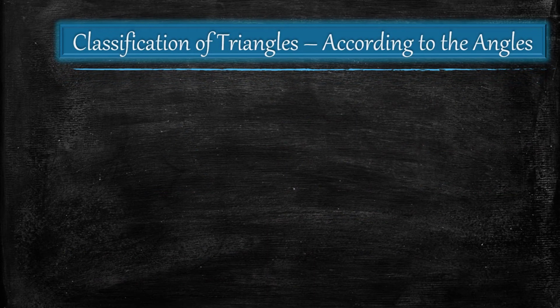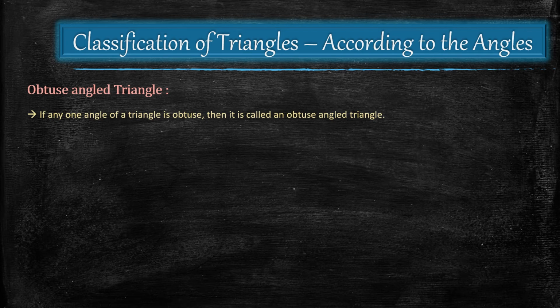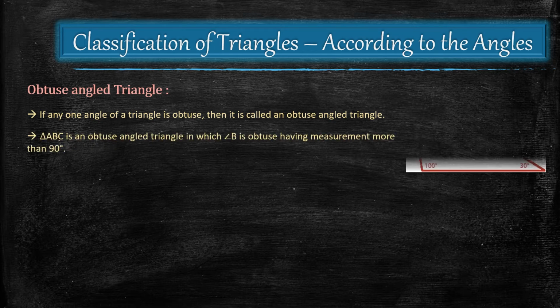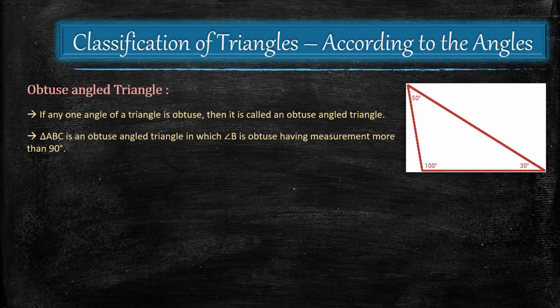Classification of triangles according to the angles. Obtuse angled triangle. We know an obtuse angle is an angle which measures greater than 90 degrees. So if any one of the angles of a triangle is obtuse, which means it measures greater than 90 degrees, then it is called an obtuse angled triangle. Consider this triangle ABC. It is an obtuse angled triangle because angle B measures more than 90 degrees.